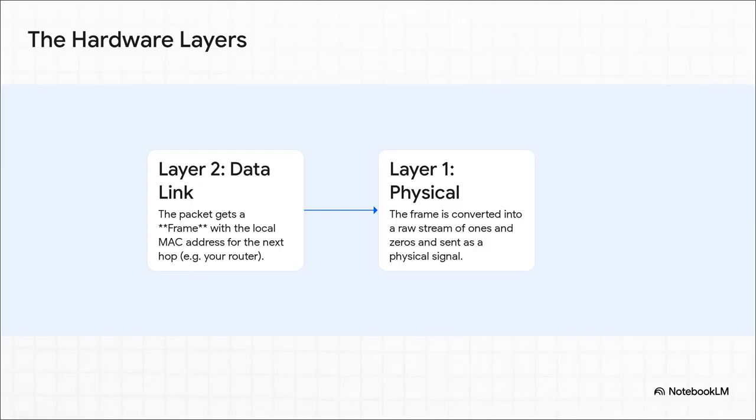At layer 2, the data link layer, our packet gets its very last wrapper, and now it's called a frame. This one's special because it contains the local address, the MAC address, for just the next hop on its journey, like your home's Wi-Fi router.